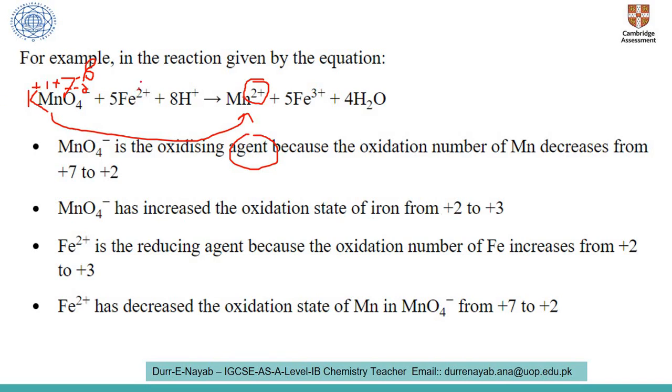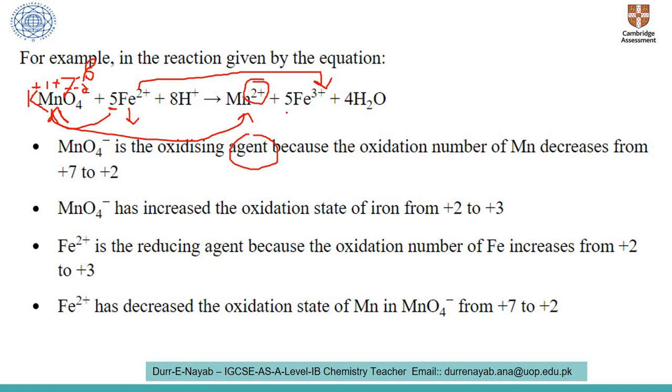Here you can see iron is in +2 and on the product side it is iron +3. So this means loss of electron has happened in the iron because it has moved from +2 to +3. So the 5 electrons, 1 electron lost by each iron, total of 5 electrons, are taken away by a single manganese, and as a result the manganese changed from +7 to +2.